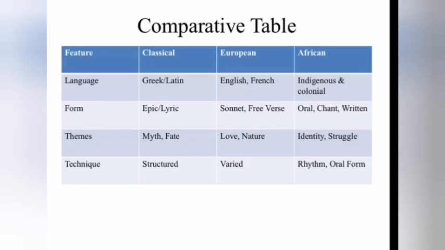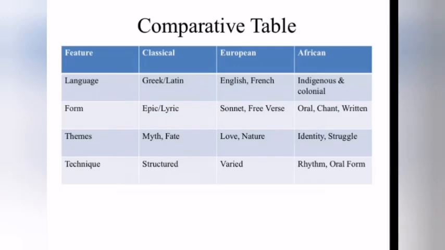Now for the theme, in the classical era, the theme was myth or faith. Myth in the sense that what people believed at that particular time was what they wrote, and then the faith of the times, right? Because they mostly spoke of the faith of the gods and all of that. For the European theme, we have love and nature, and for the African theme, we have identity and struggle.